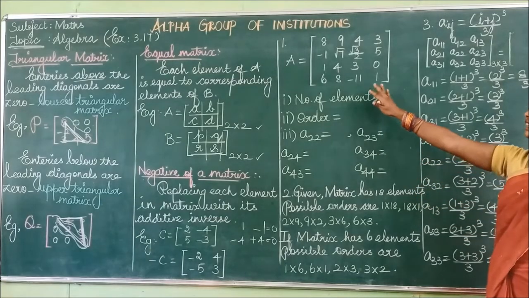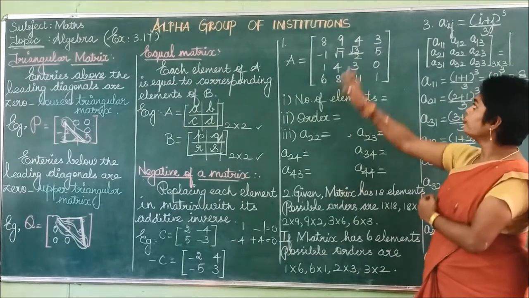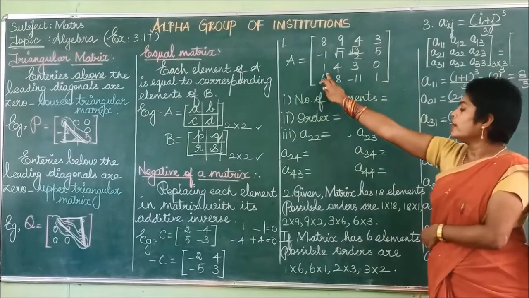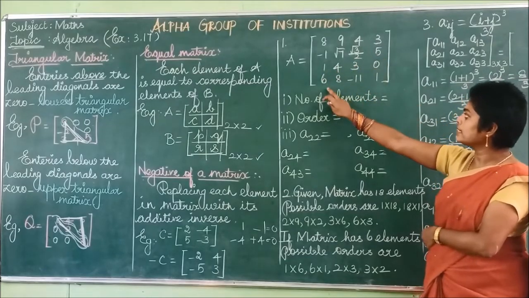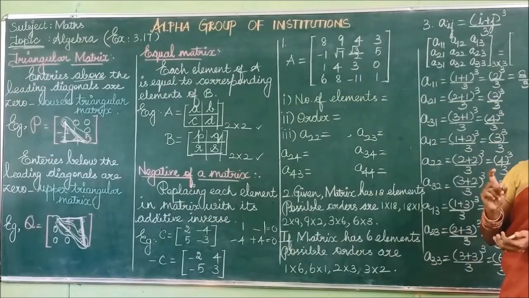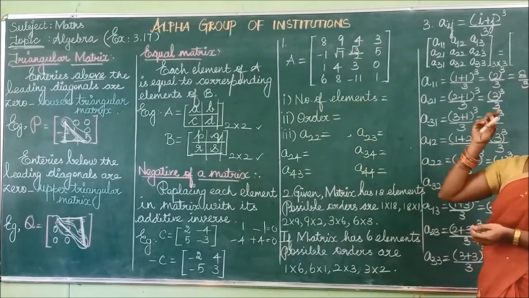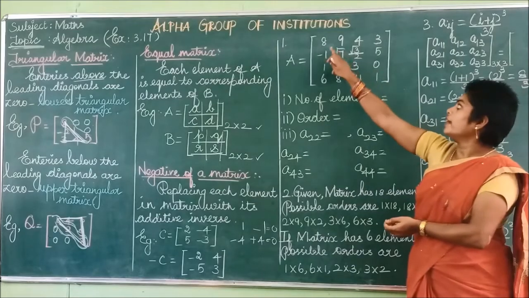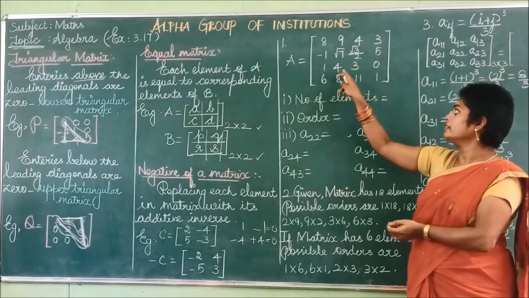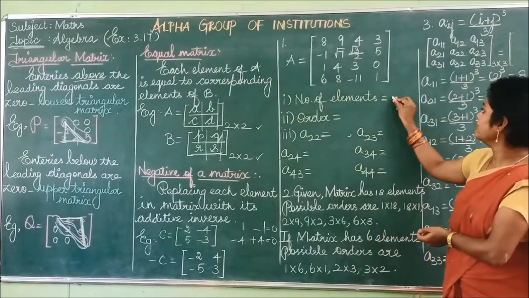Look here. Now take the given matrix. What is our matrix? A equal to 8, 9, 4, 3, minus 1, root 7, root 3 by 2, 5, 1, 4, 3, 0, 6, 8, minus 11, 1. First you want to find the number of elements in the given matrix, so you have to count each and every element: 1, 2, 3, up to 16. So how many elements? 16.